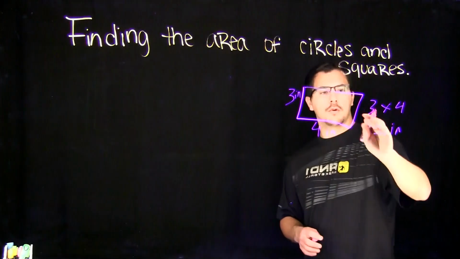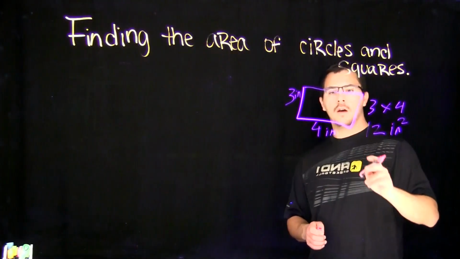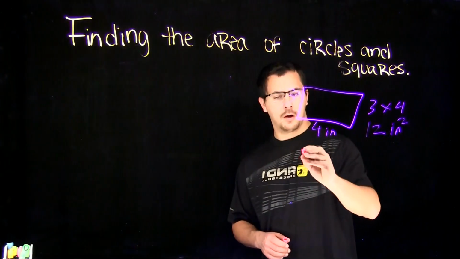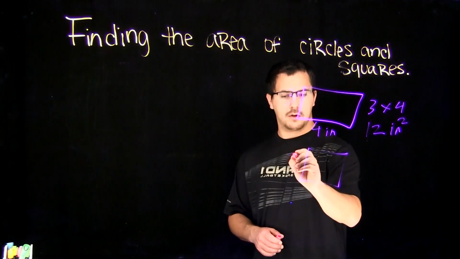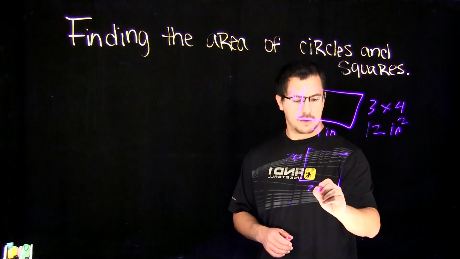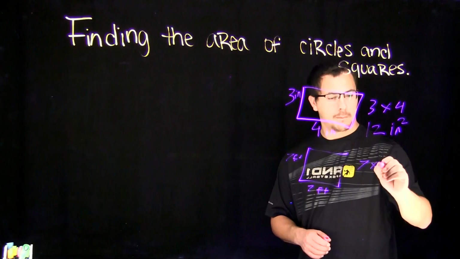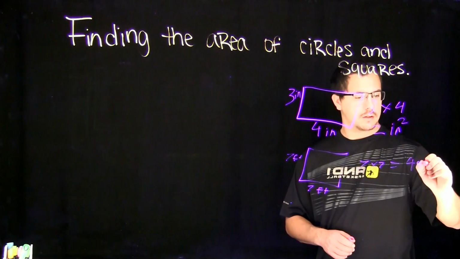And because we're doing this, we need to square it. So it's going to be 12 inches squared. Let's go ahead and move on to an example of a square. We're going to do the same formula. We're going to have, let's say this is 7 feet by 7 feet. We're going to multiply those together to get 49 feet squared.